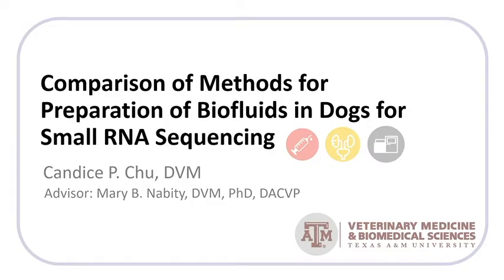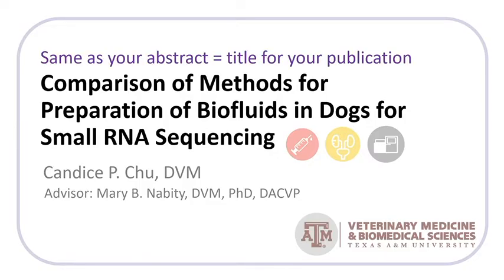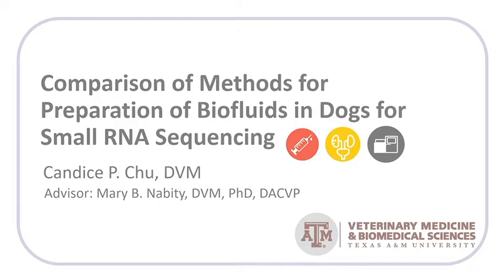So the first thing is the title. The title usually has to be the same as your abstract, and it would even be the same for your future publication. Also, personally, I like to include some pictures or icons that are relevant to my topic. In this example, I have a red circle with a syringe in the middle. That means blood. I also have a kidney and bladder in a yellow circle. That means urine, because I'm looking at blood and urine as biofluids in dogs. And I also have a machine that represents sequencing. So those are relevant to my topic.